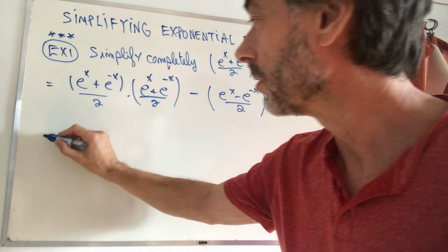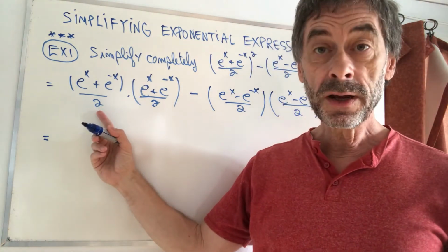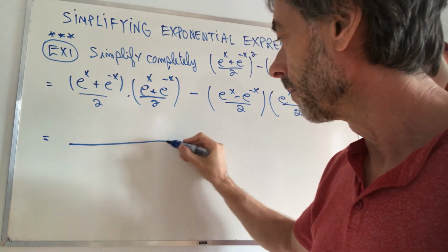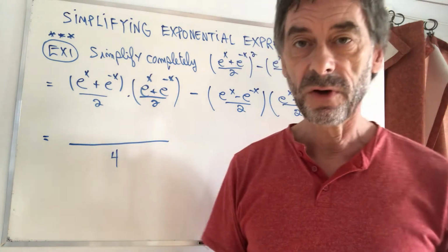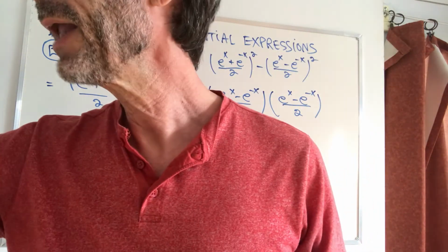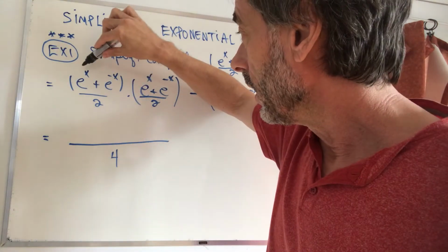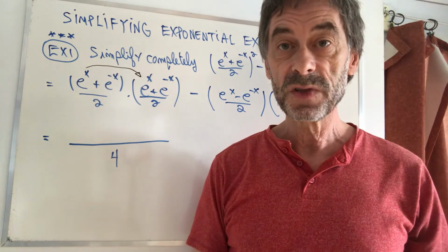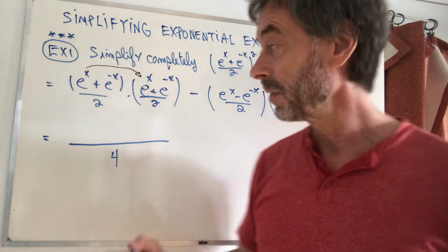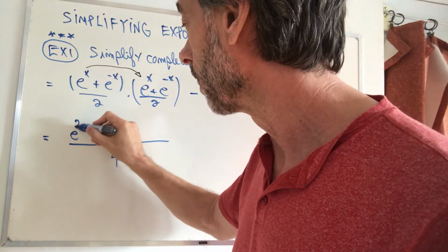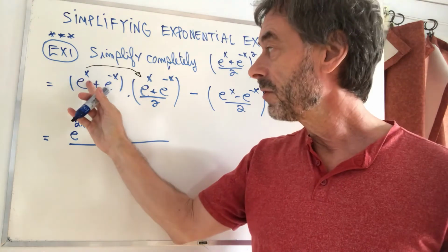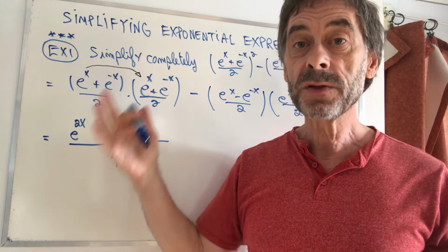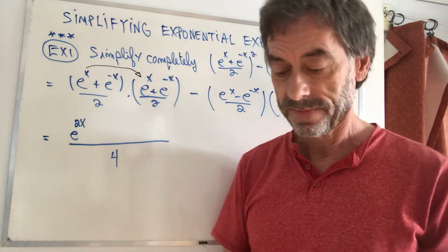How shall we attempt to do this? Well, fraction times fraction, so the denominators should multiply each other. 2 times 2 should be 4. And now we FOIL. E to the x times e to the x. Same base, we add the exponents. E to the 2x. Again, e to the x times e to the x, same base. We add the exponents. X plus x is 2x.